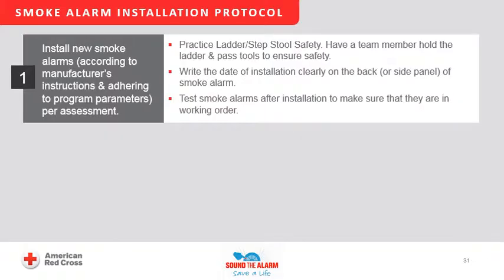Smoke Alarm Installation Protocol. 1. Install new smoke alarms according to manufacturer's instructions and adhering to program parameters per assessment. Practice ladder step stool safety. Have team member hold the ladder and pass tools to ensure safety. Write the date of installation clearly on the back or side panel, if available, of the smoke alarm. Test smoke alarms after installation to make sure that they are in working order.